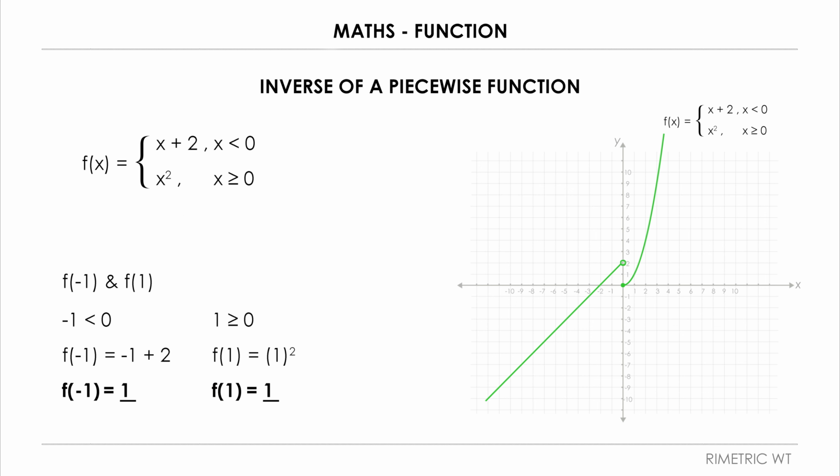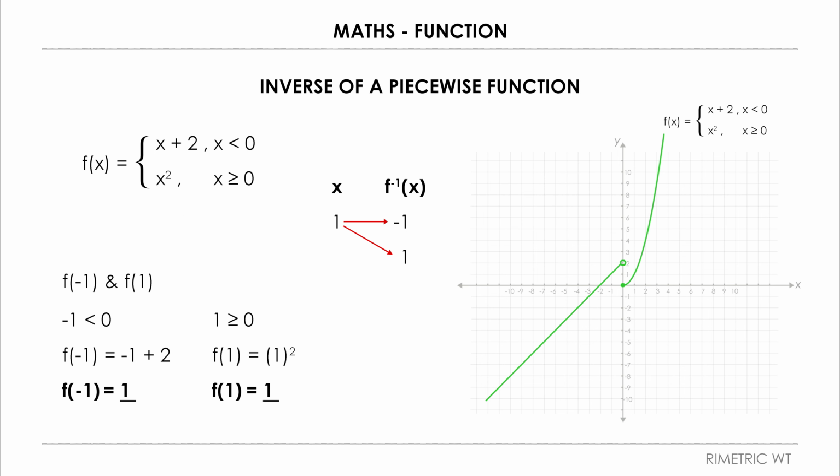When we try to find the inverse, the input and output values are swapped. Therefore, the inverse would have 1 as an input that produces two different outputs, negative 1 and 1. This means that the inverse would not be a function. Therefore, we need to restrict the domain of the original function so that it becomes one-to-one.